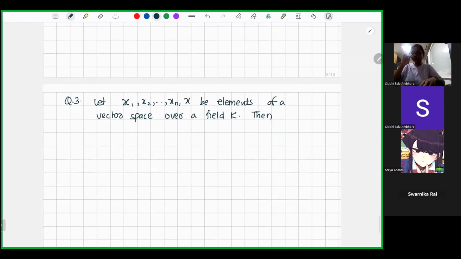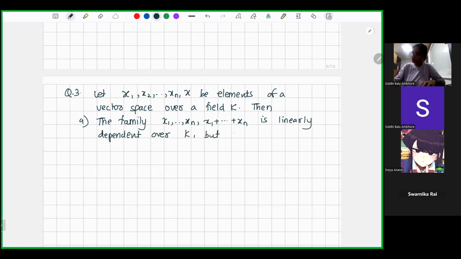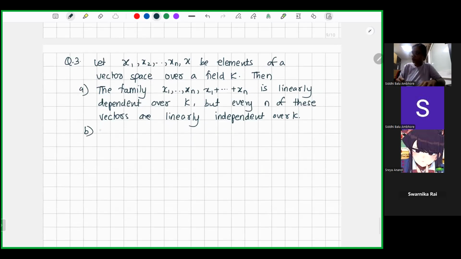So question 3 is that we have x1 to xn and x, elements from some vector space over a field K. First, the family x1 to xn, comma, x1 plus xn is linearly dependent over K, but every n of these vectors are linearly independent over K. Let me write all the questions for now.